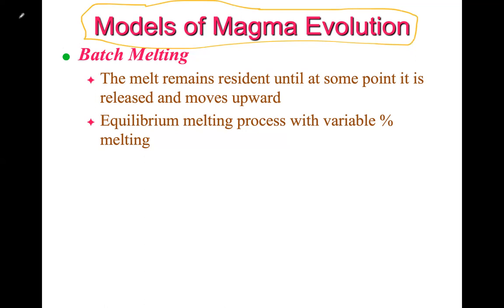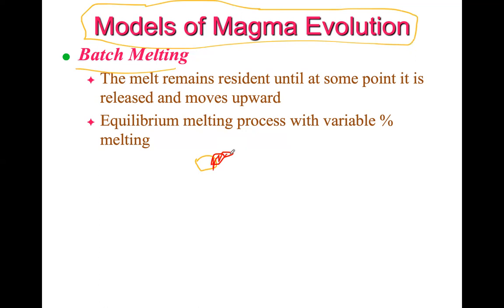One model is batch melting, right? So in this case, we consider the melt is formed as a batch, right? So all the formed batch, right? So you have source, and some magma is produced, and this is a batch, right?